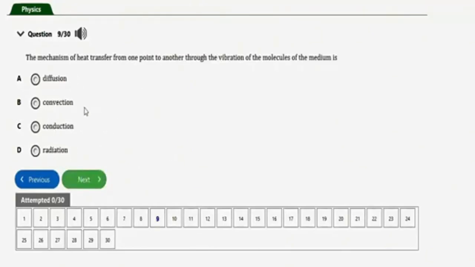So the next one here says the mechanism of heat transfer from one point to another through the vibration of molecules of the medium is, we have option A, diffusion, this one convection, this one conduction, option D, we have radiation. So guys, the correct option to this question is option C, which is what? Conduction. Alright, so take note of this particular question as well. The next repeated question is this one.